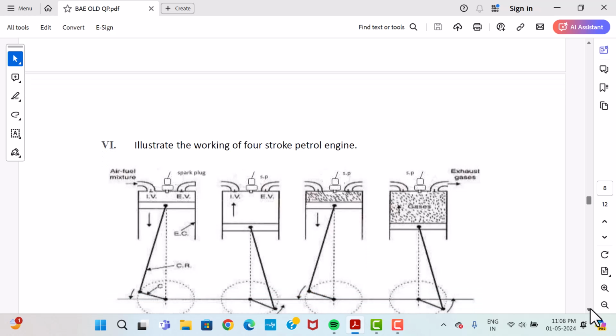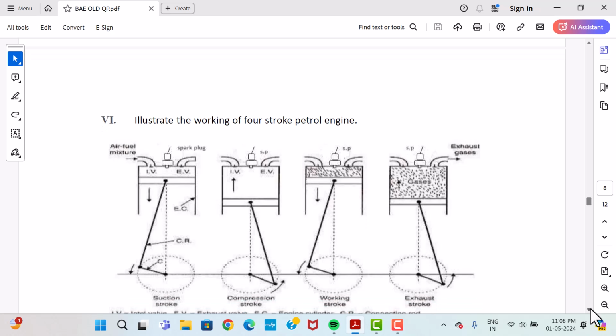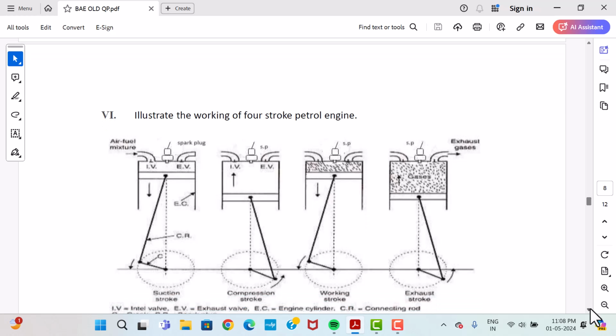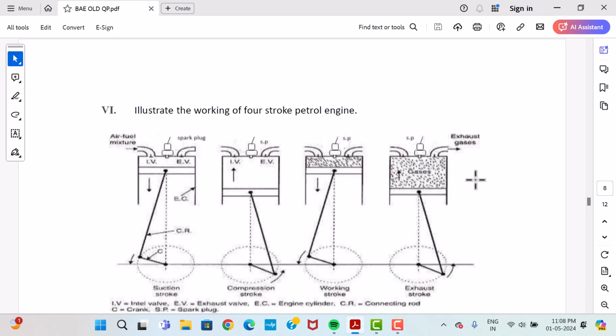Let's start the working of a four-stroke petrol engine. So this is also very important. The working of the four-stroke petrol engine or four-stroke diesel engine or two-stroke petrol engine or two-stroke diesel engine. There will be a question on the difference between four-stroke and two-stroke, petrol or diesel, and also the working of two-stroke or four-stroke engine. So that is a sure mark question from these two.